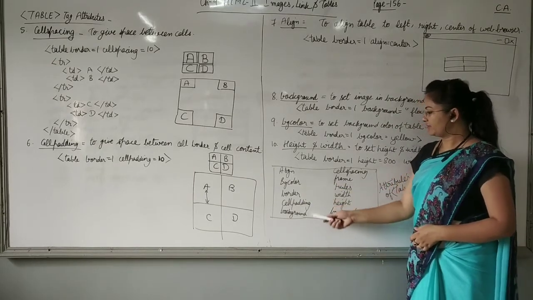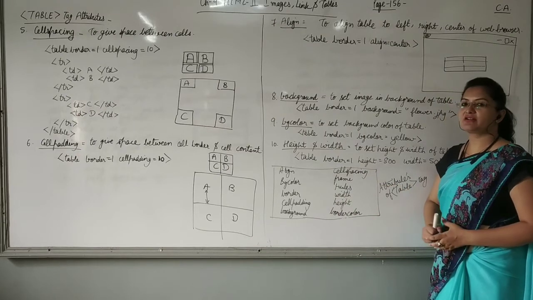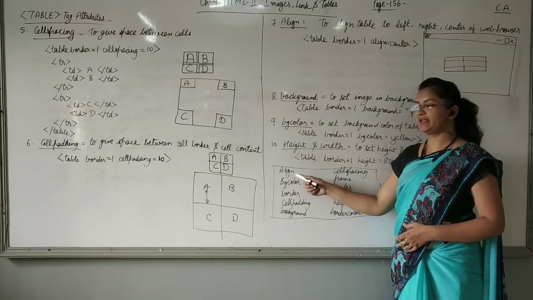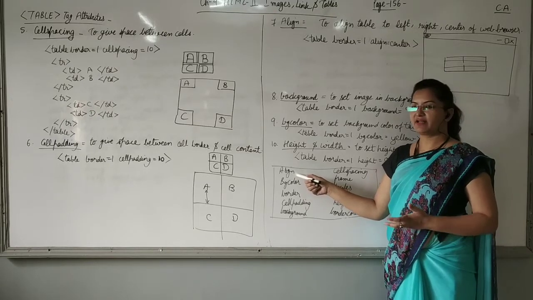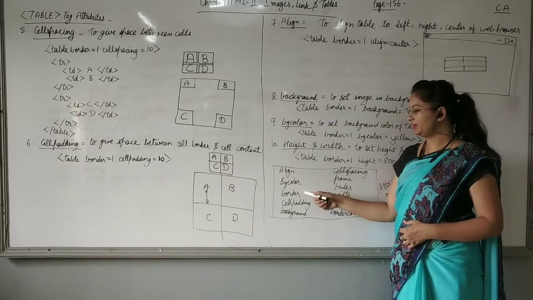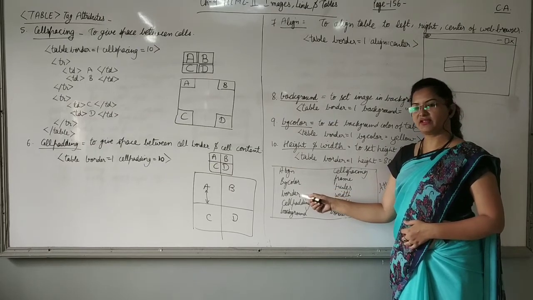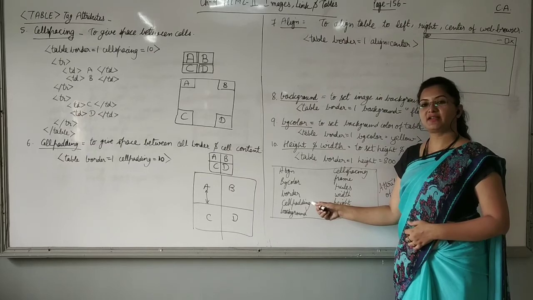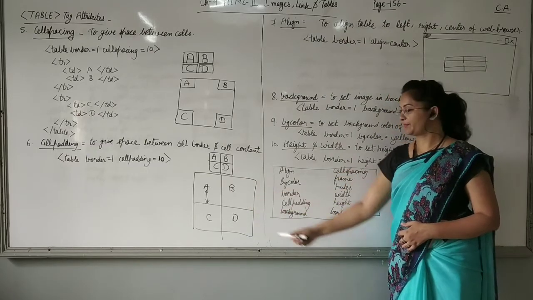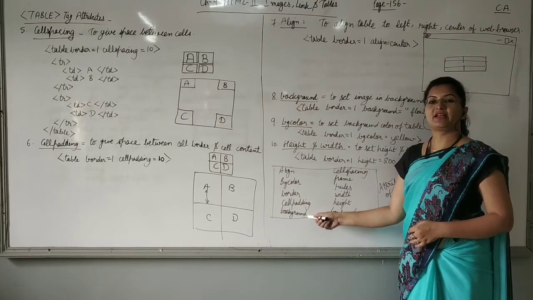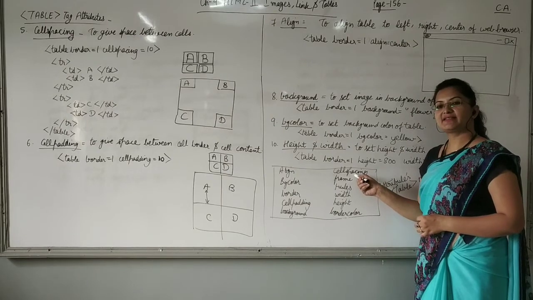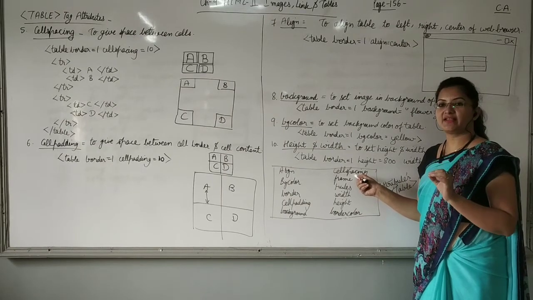Here we have studied 11 attributes of table tag today. That is align. Align will bring the table to the left, right or center. BG color will change the background color of the table. Border will set the border of the table. Cell padding will set the space between the cell content and the cell border. Background will set an image in the background of the table. Then cell spacing will set the space between two cells.